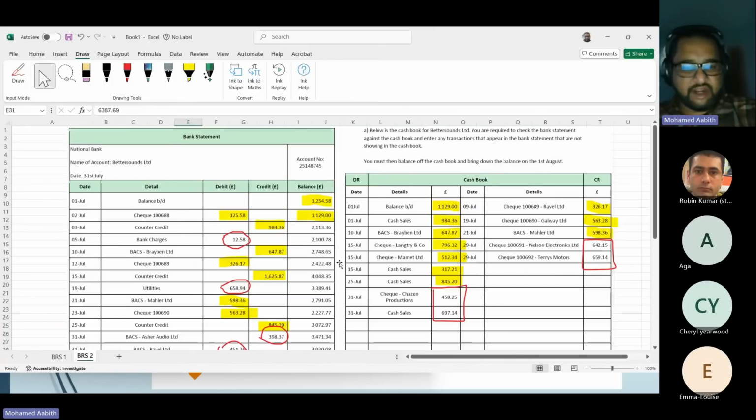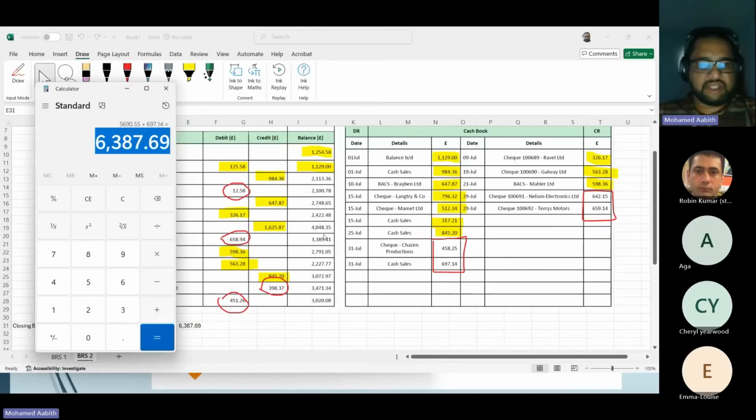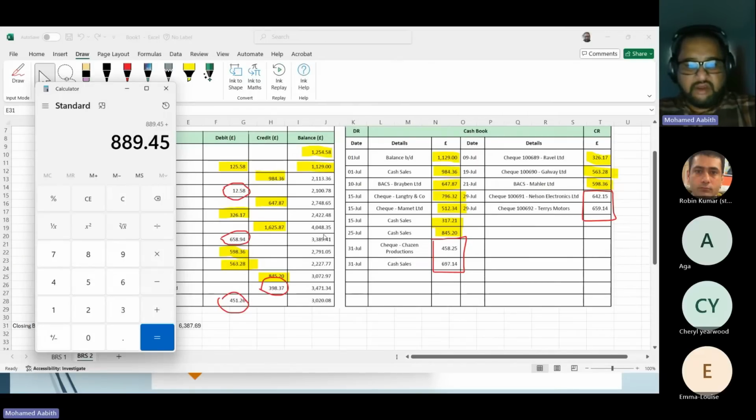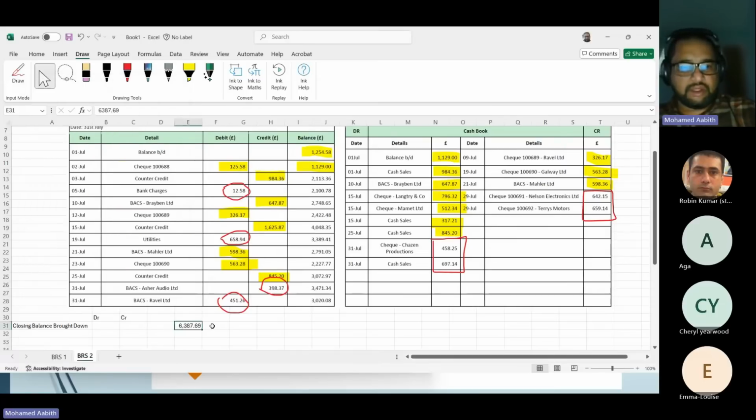Let's find out how much is the credit side on my cash book. So let's see, the cash book total is going to be 326.17, this one, 563.28 plus 598.36 plus 642.15 plus 659.14. So all of that together, it comes up to that number. So what we're going to do, this is going to be a debit balance brought down, that minus that. That is the amount we start with.